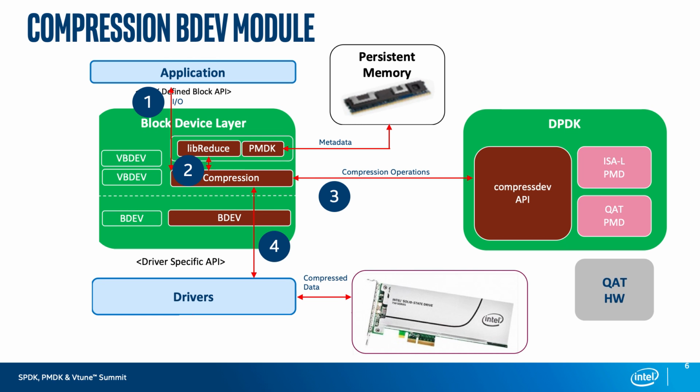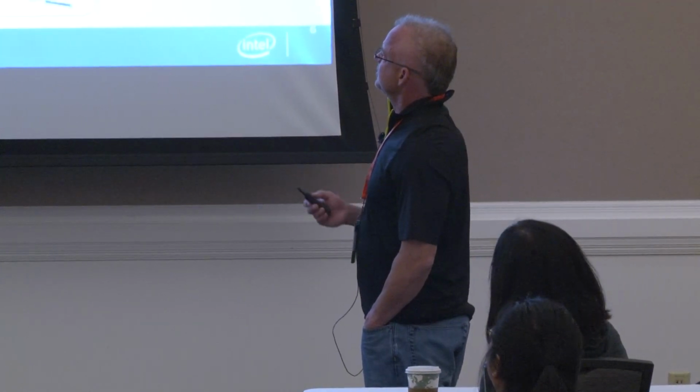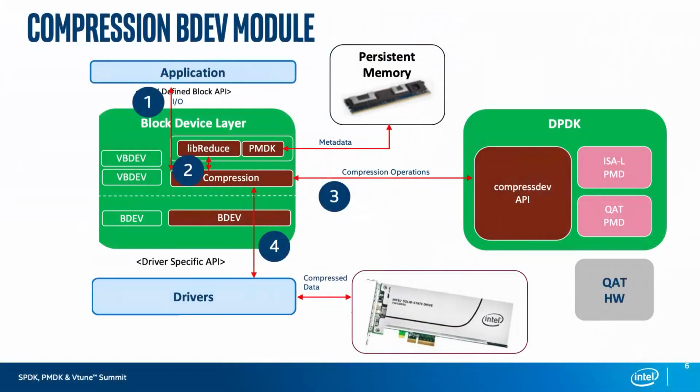The compression VBDEV then works through the reduce lib and the PMDK to access persistent memory for metadata operations. Right? So with compression, you never know where the data is going to be, because you never know how much it compresses or decompresses. So we've got to have this metadata off to the side, optimally in something extremely fast like persistent memory. So that's our metadata operations. Then the compression VBDEV fires off over to DPDK and does the compression or decompression.